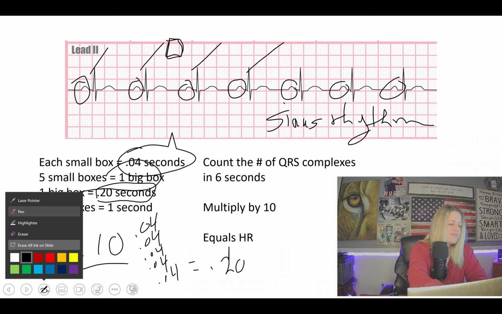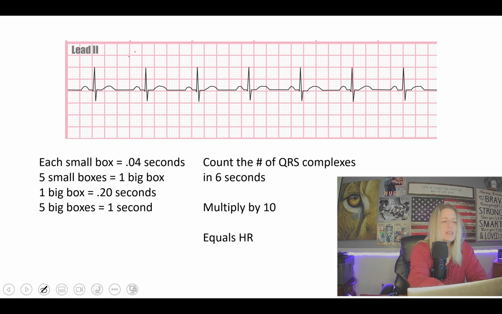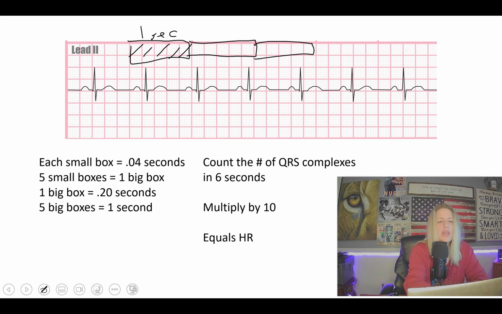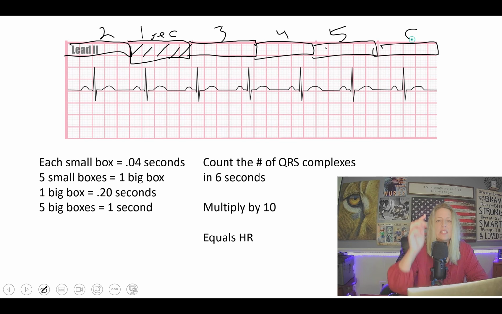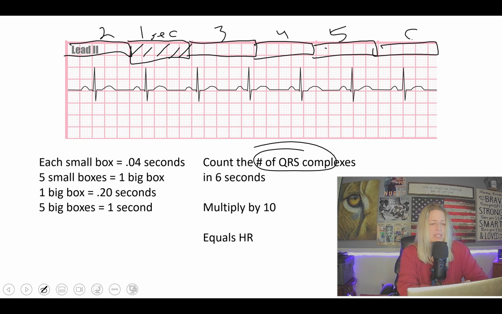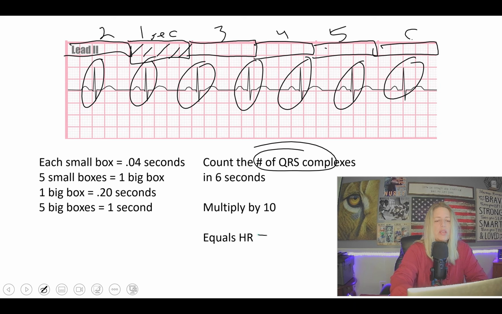So each big box is 0.20 seconds. And that means that five big boxes, one, two, three, four, five, is 1 second. So that means we have one, two, three, four, five, six seconds. We have a 6 second strip here. And if you want to figure out the heart rate, you count the number of QRS complexes in 6 seconds, multiply it by 10, and that equals the heart rate. So 1, 2, 3, 4, 5, 6, 7. Here the heart rate equals 70. And since it's between 60 and 100, this is a normal sinus rhythm.